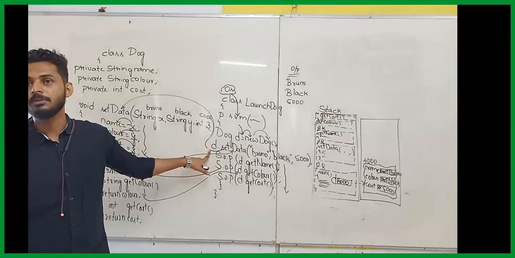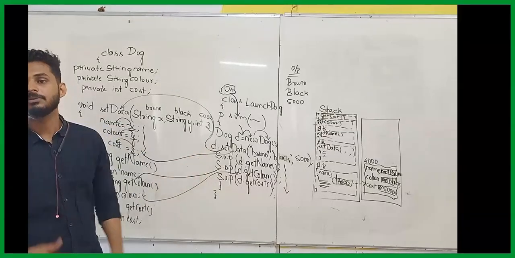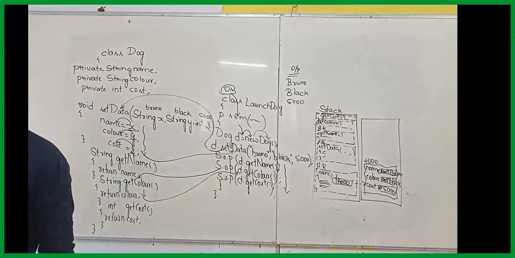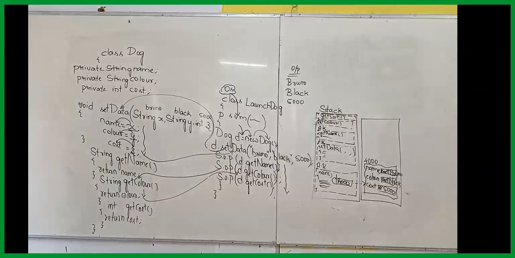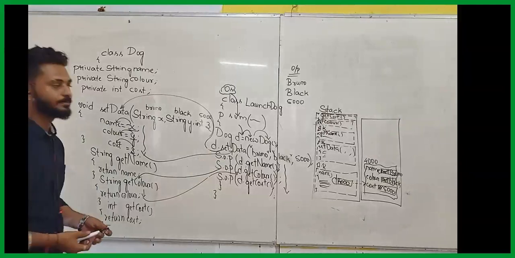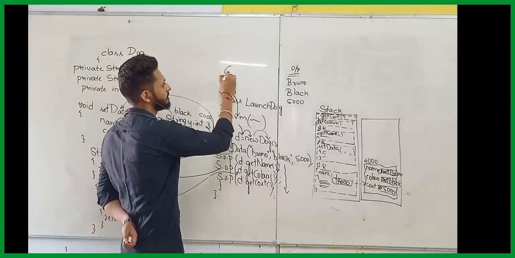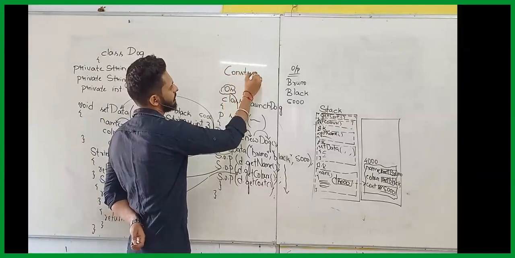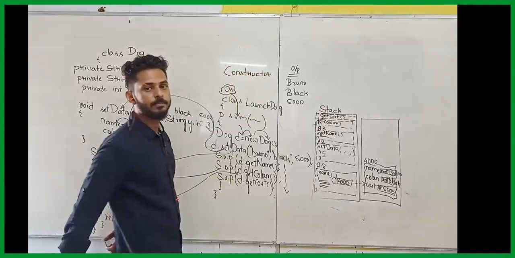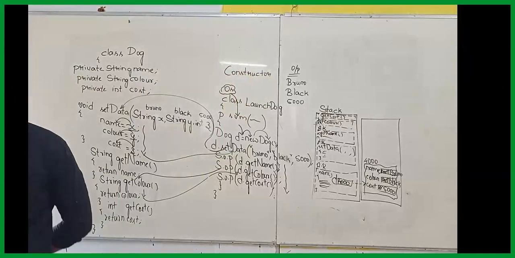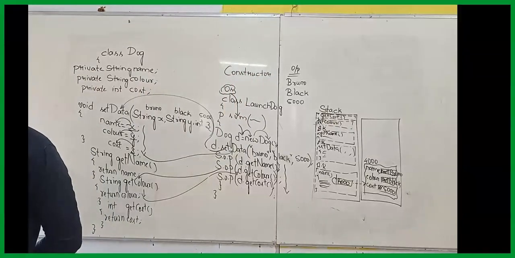There is one more option. What is that one more option? There is something meant for setting the values only. There is one more method. Okay, what is that method? What is that method? So now my simple question for all of you: what do you mean by constructor? What do you mean by constructor?